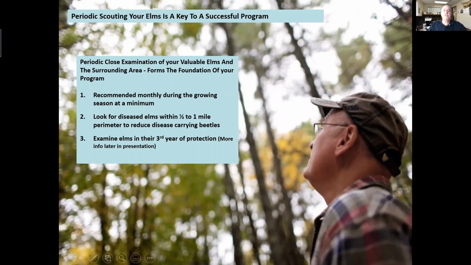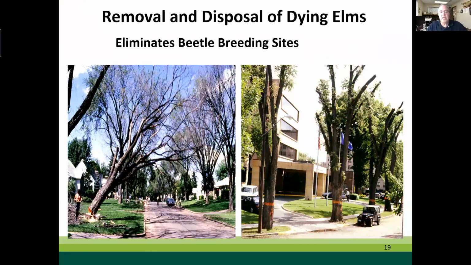So removal of the diseased and dying elms is very important for spread, as we've said. And I call this a tale of two cities. Now, again, these pictures are fairly old, and I've been giving this presentation for quite a few years, 15 years or so. But back when there was a big fight for Dutch elm disease, there was a big difference between the way the city of Minneapolis fought it and St. Paul. St. Paul ignored it.